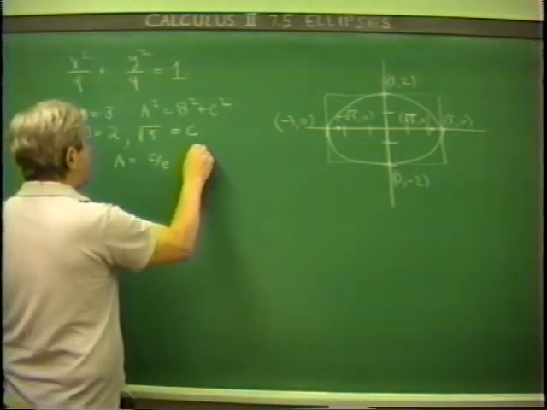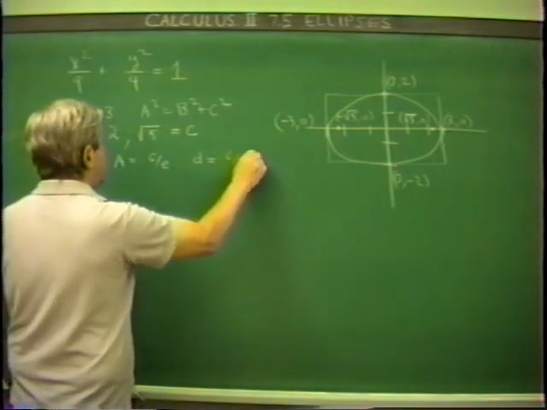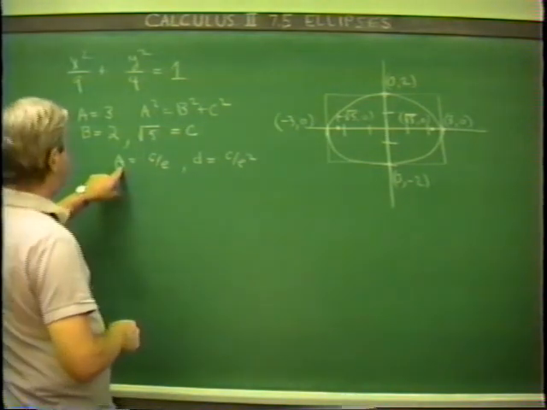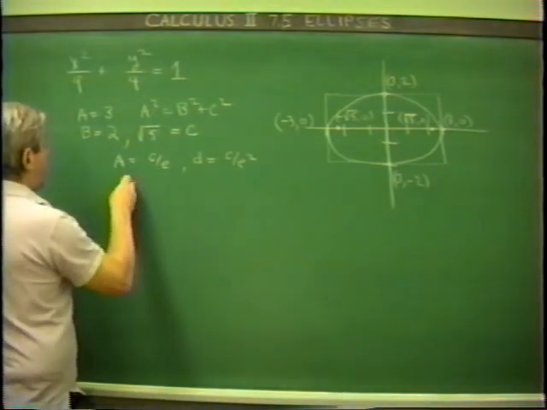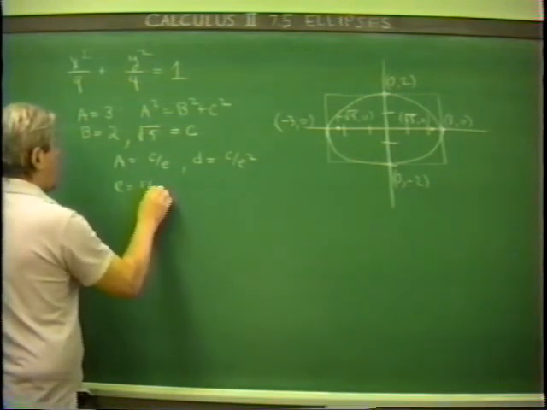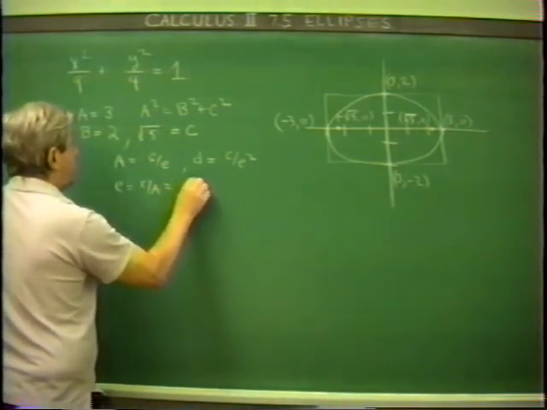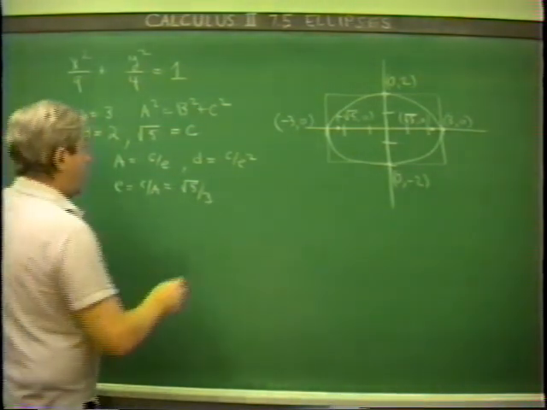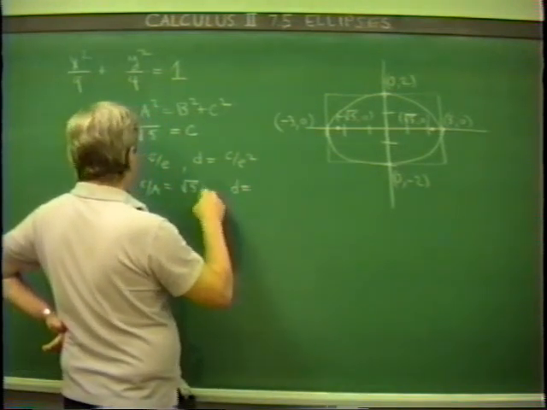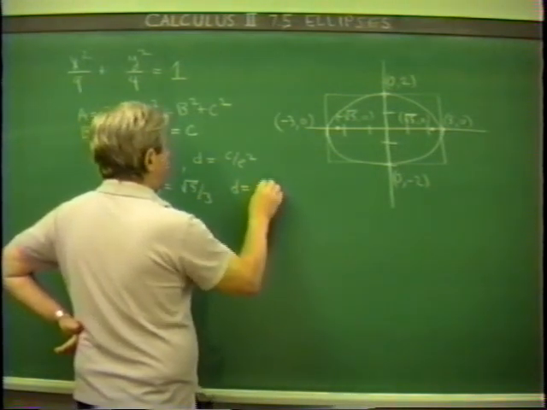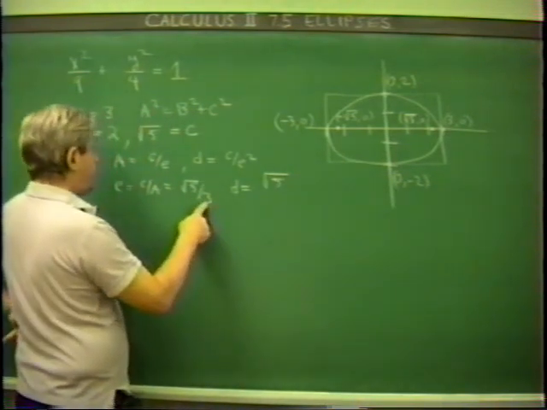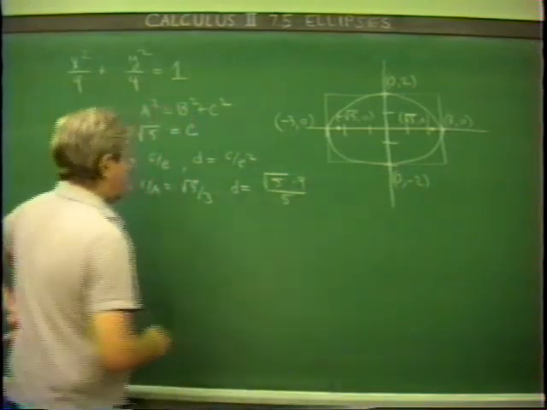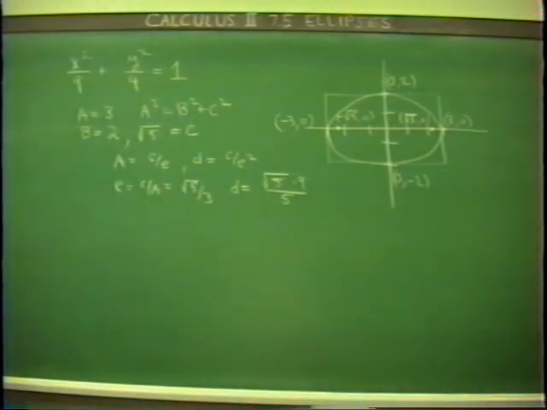A is C over E, and the directrix is at C over E squared. So if we use these two, we'll be able to find what D is. So we find out the eccentricity is C over A, which is the square root of 5 over 3. So less than 1. Right? And then the directrix is at C, which is square root of 5 over E squared, which is 5/9. So this is times 9 over 5.